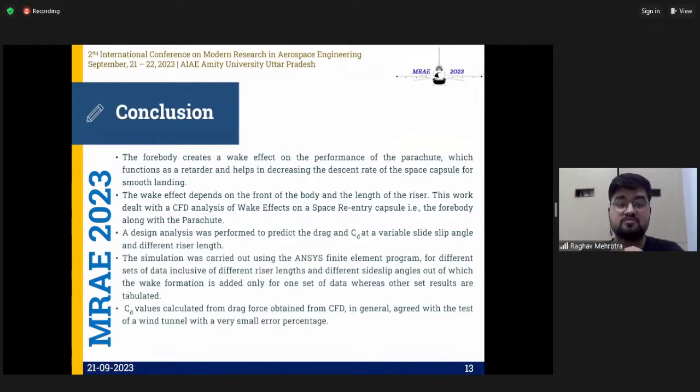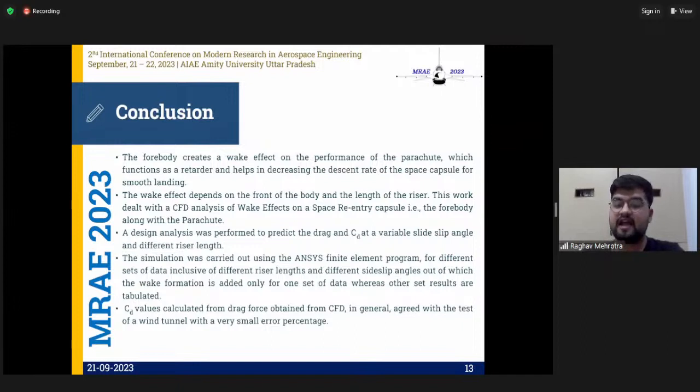Then comes the conclusion. As I earlier told, the forebody wake effect on the performance of the parachute, which functions as a retarder and helps in decreasing the descent rate of the space capsule for smooth landing. A design analysis was performed to predict the drag and coefficient of drag at various side slip angles and velocities, and also at different riser lengths.